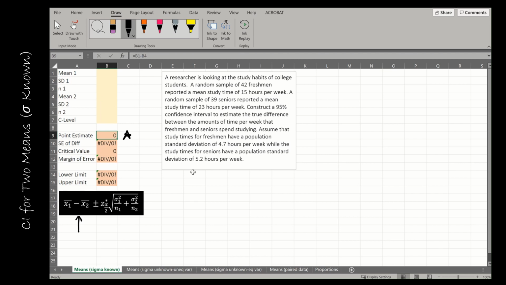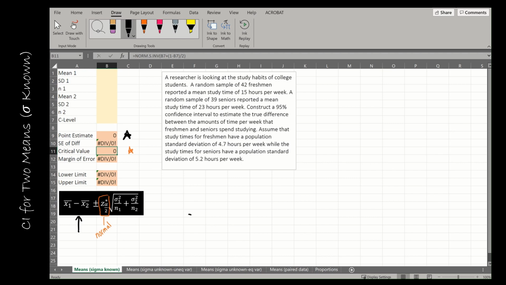The right side of the equation, the margin of error, is made up of two parts. The first part of the margin of error is the critical value. Now, we learned how to find this last week. Because we know that sigma is known, we're going to use the normal model. When sigma is unknown, we have to use the t model. So using the normal model tells me that when I'm finding my critical value, I'm going to use norm inverse or norm S inverse.